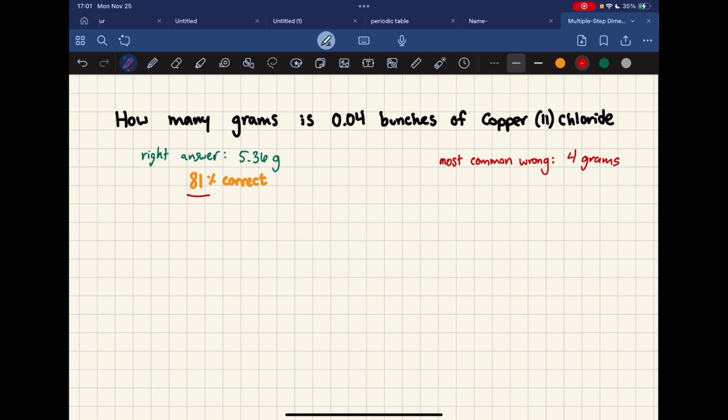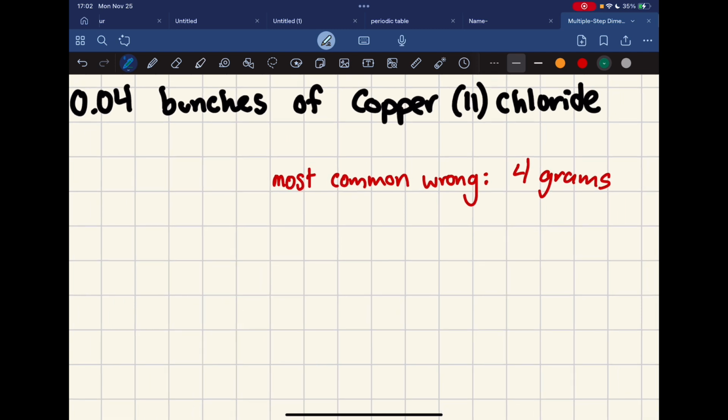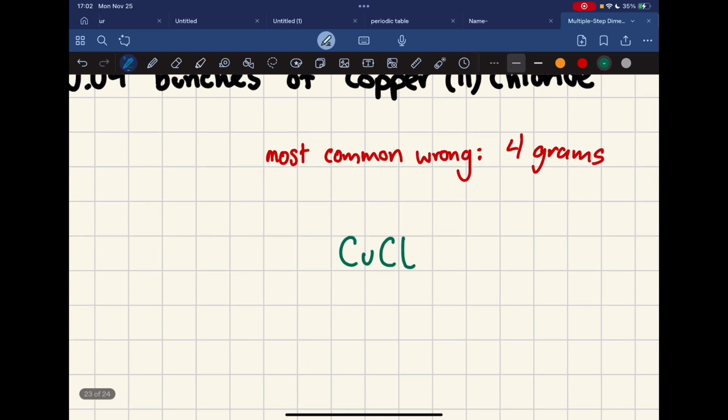But the most common wrong answer was 4 grams. I know exactly what you guys did wrong on this one. I'll show you what you did. Copper 2 chloride, this is what you guys did. You said copper chloride. Copper has a mass of 64, plus chloride has a mass of 35. 64 and 35 is 99 grams.